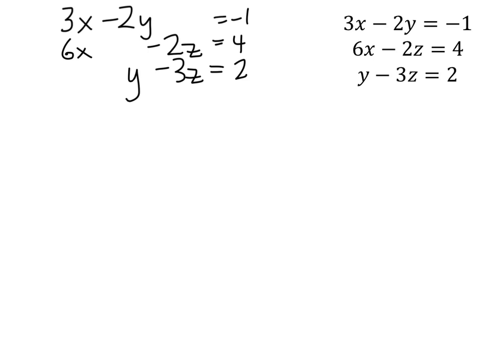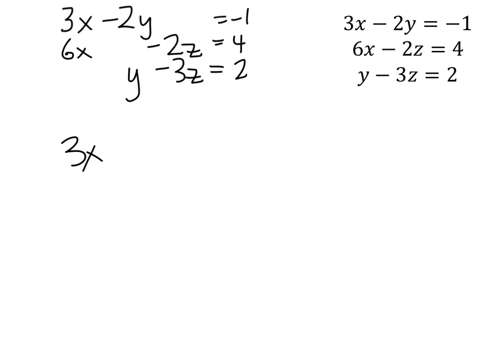So let's go ahead and use this system right here and solve it. So the first thing we're going to do is choose two of the equations, and then we're going to eliminate one of the variables, and then that will give us a new equation and two variables to work with. So knowing that, let's go ahead and choose the top two.